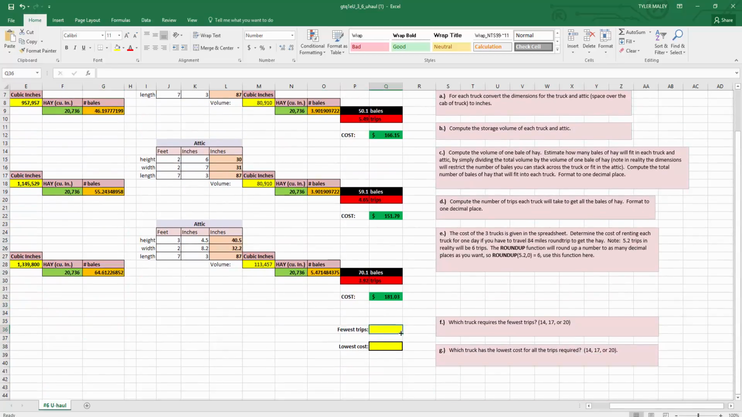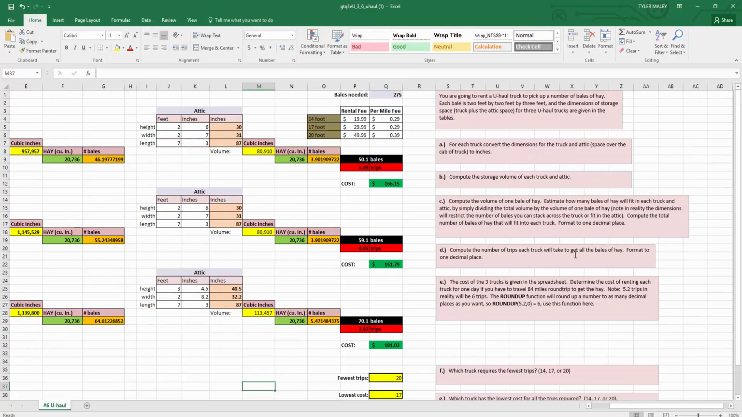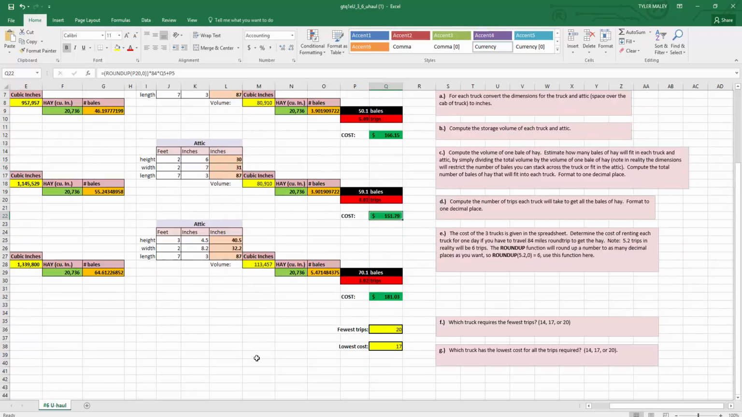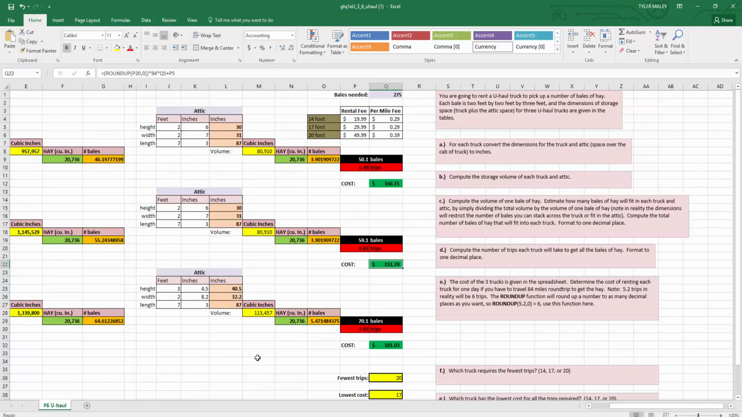So we need to do parts F and G. So part F was which truck gave me the fewer trips, right? So that would have been the 20-foot truck, right? And then the one with the lowest cost was the 17-foot, right? So the one in the middle, right? So the $151.79 was the lowest cost. All right, so I think that wraps up this Excel assignment. So hopefully that was beneficial for you, and also the question that I did from 3.2 also.